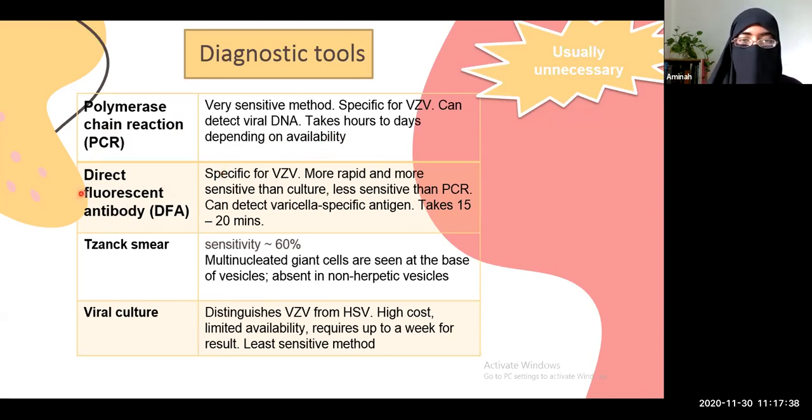Another tool would be the direct fluorescent antibody assay, where you look for the varicella-specific antigen. It's less sensitive than the PCR, but it can be quicker if it's available. Tzanck smear can also be used, but nowadays it's less commonly used, and also it's not strictly diagnostic because it can help differentiate between herpes viruses and non-herpes viruses, but you wouldn't be able to tell if it's varicella zoster or herpes simplex. So Tzanck smear and viral culture are less commonly used nowadays, though viral culture is the gold standard. But like explained before, it has its disadvantages.